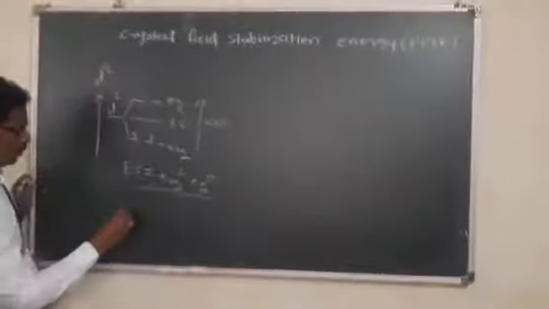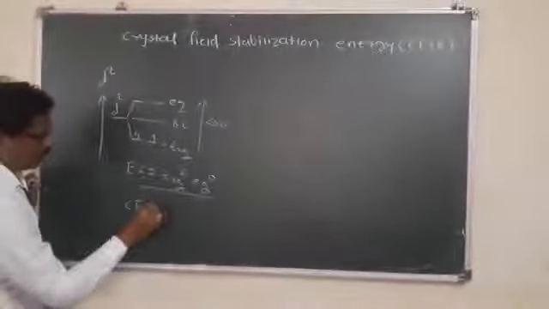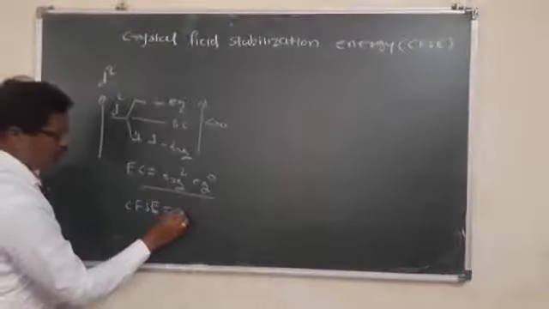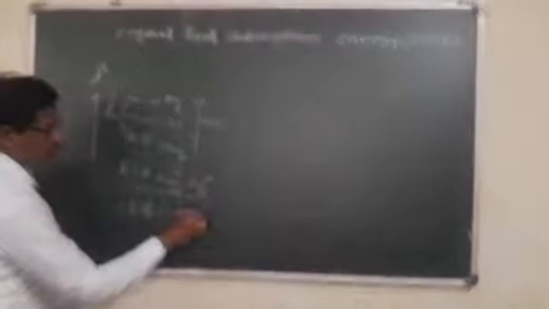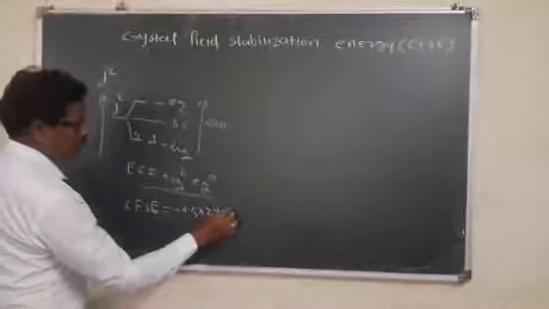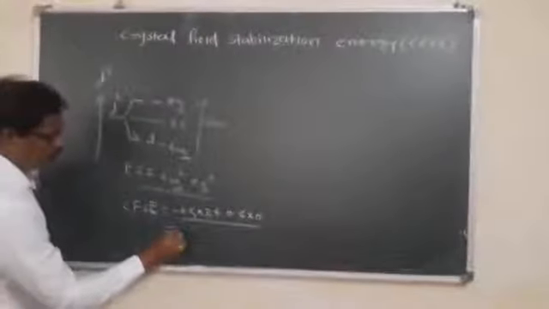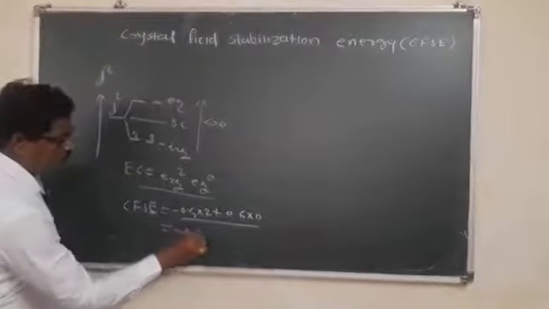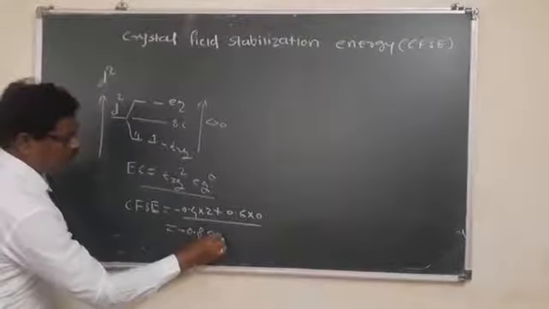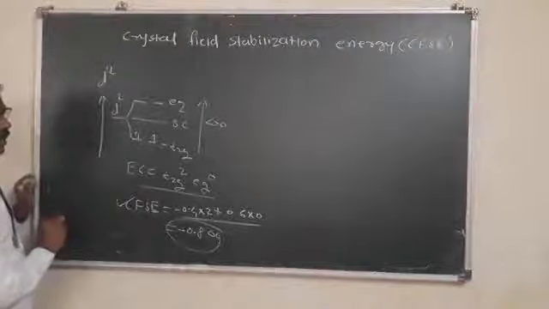From this electron configuration you can calculate the crystal field stabilization energy: it is equal to minus 0.4 into 2 plus 0.6 into 0, and therefore the total is minus 0.8 delta O. This is the crystal field stabilization energy.